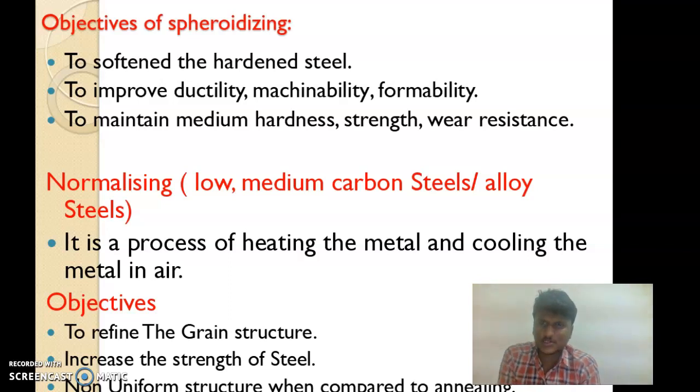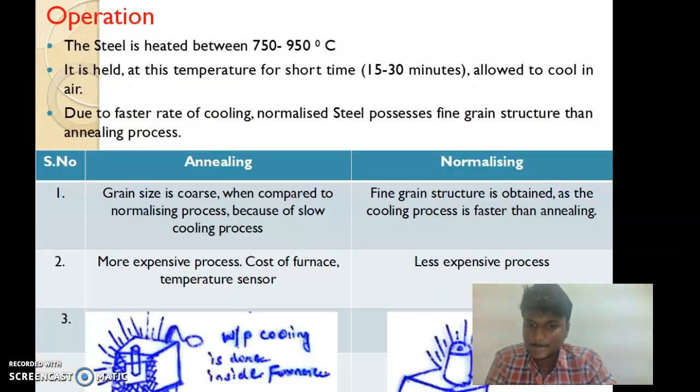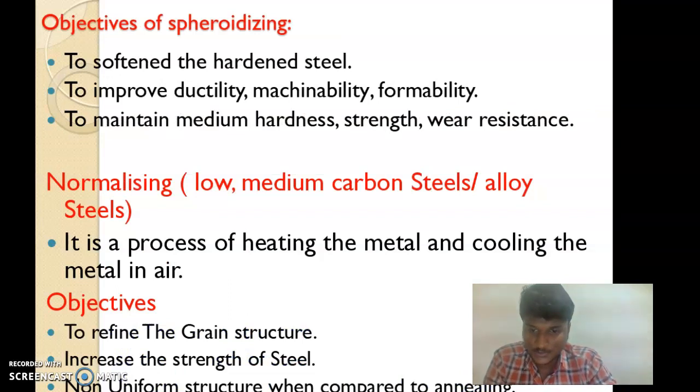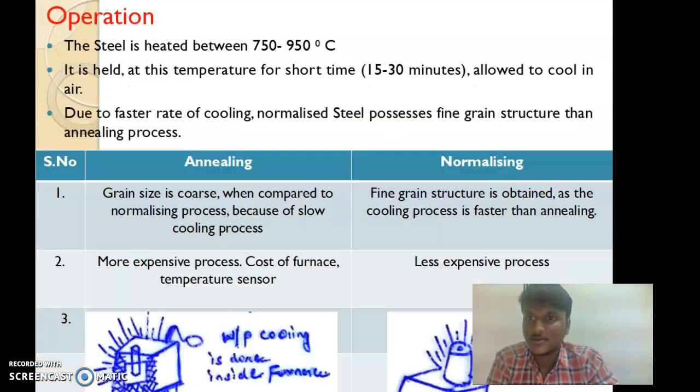And the next process is normalizing, in which the material is cooled in atmospheric air. That is a process of heating the metal and cooling the metal in the air. And the objective of normalizing is to refine the grain structure, increase the strength of the steel, obtain a non-uniform structure when compared to annealing, remove the internal stresses, and improve the machinability and ductility.